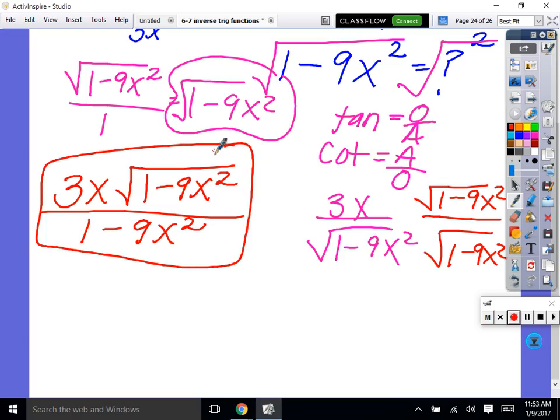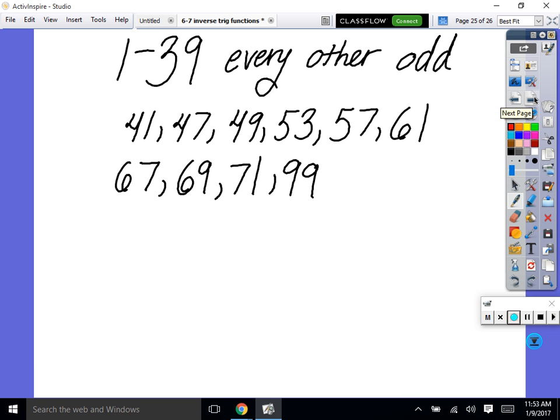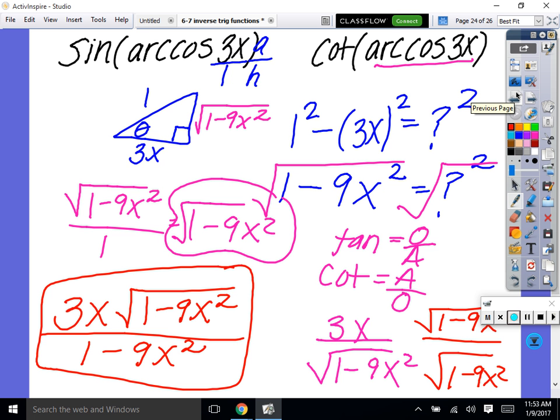So once again, just make sure all your answers are in the correct output range, which for sine and tangent is quadrant 1 and negative quadrant 1, and for cosine is the top half of the graph, 0 to pi. You guys can do it. The rest of the time is yours to get started on your homework. These are the problems. Not that many. Every other odd: 1, skip 3, 5, skip 7, 9.